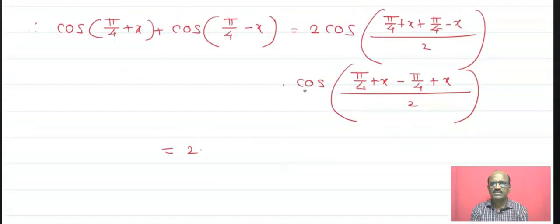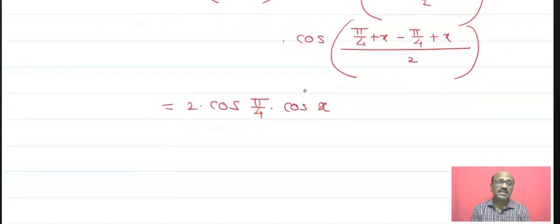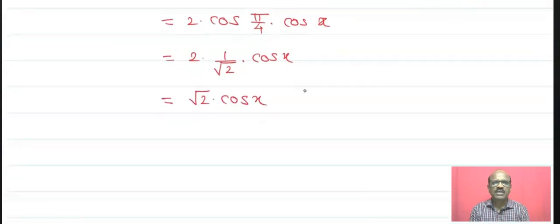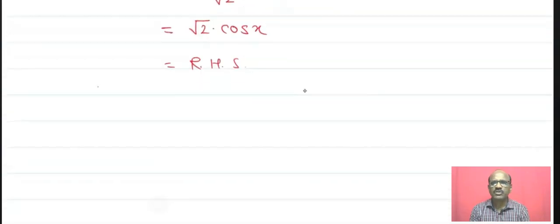Therefore, 2 times cos of, pi by 4 plus pi by 4 means what? 2 times pi by 4, the 2 gets cancelled, and then you will get cos of pi by 4 into cos x. Cos of pi by 4 means 1 upon √2 into cos x, and this is the RHS.